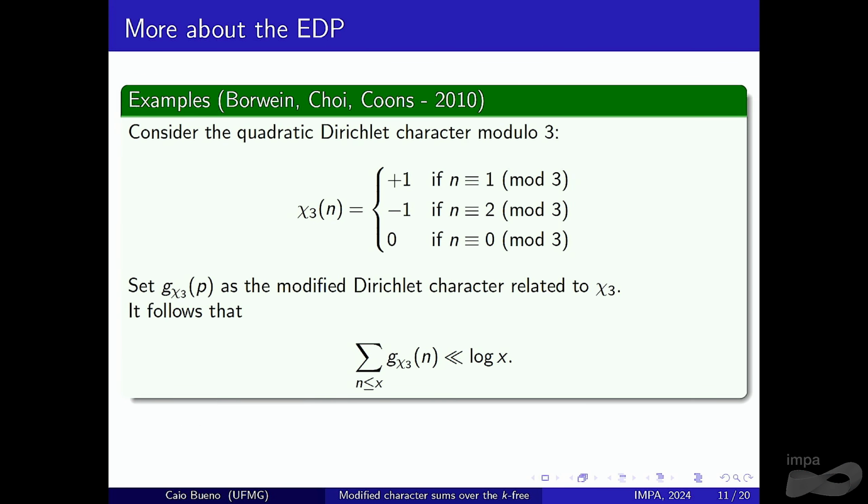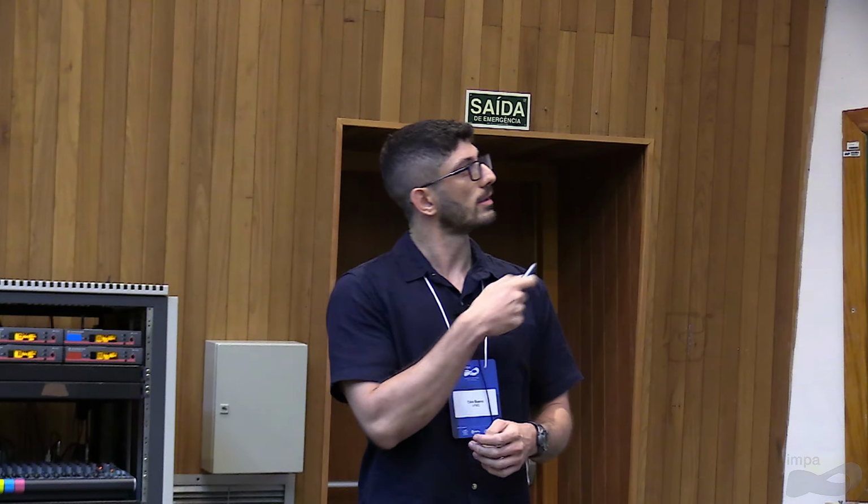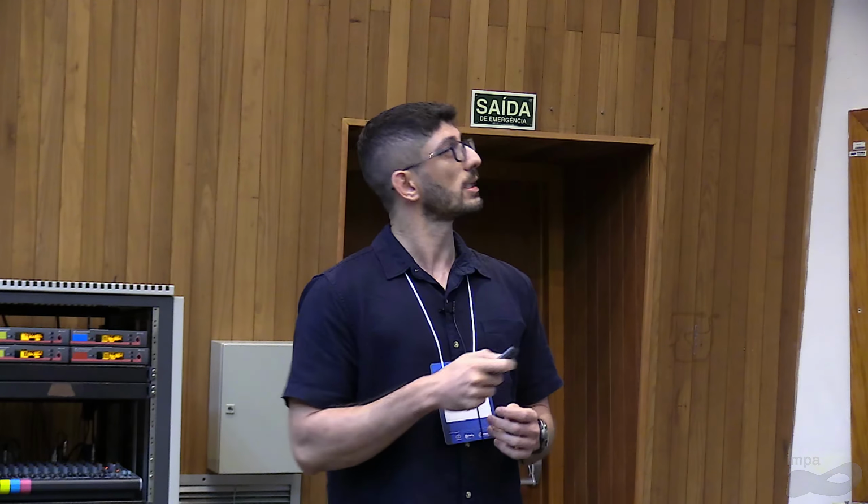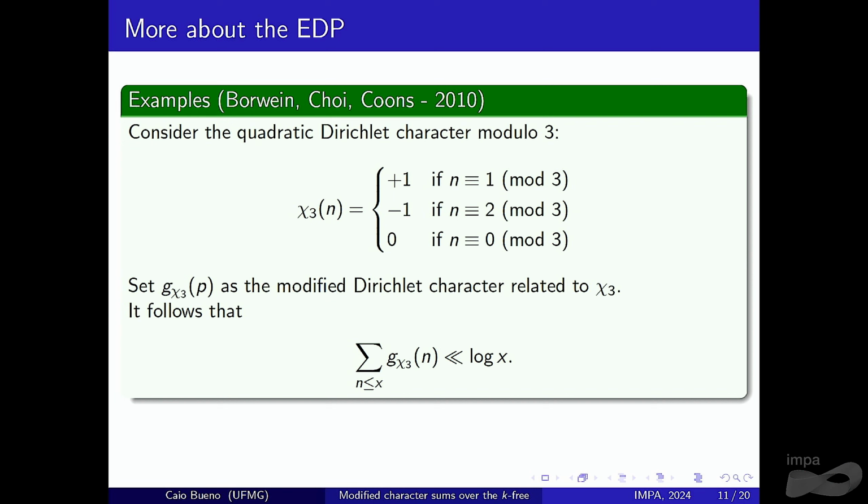And in 2010, before the solution of the EDP, Borwein, Choi, and Coons presented the following example. They considered the Dirichlet character modulo 3 and set the modified character as we did earlier. And they showed that its partial sums are big O of log x. So we have a completely multiplicative function that has logarithmic cancellation.